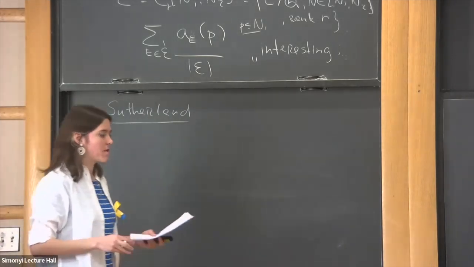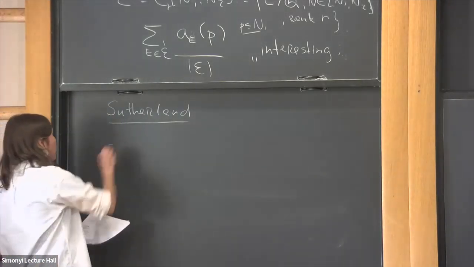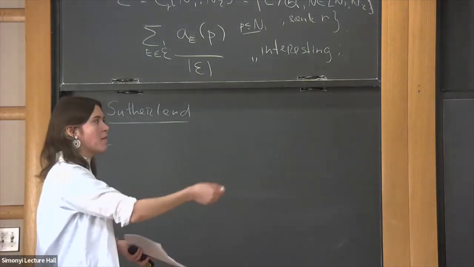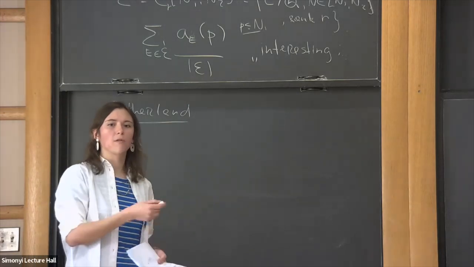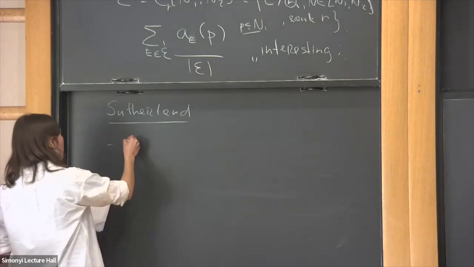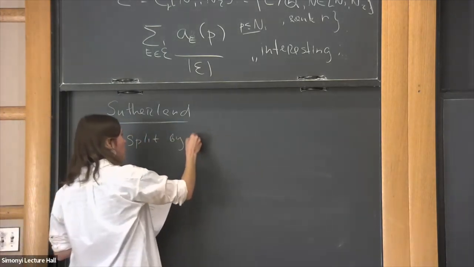But the couple of features that are relevant for what I will be talking about are the following. So first of all, this is truly a phenomenon that comes from root number as opposed to rank. So rank here is just a proxy for root number. So we want to split by root number.